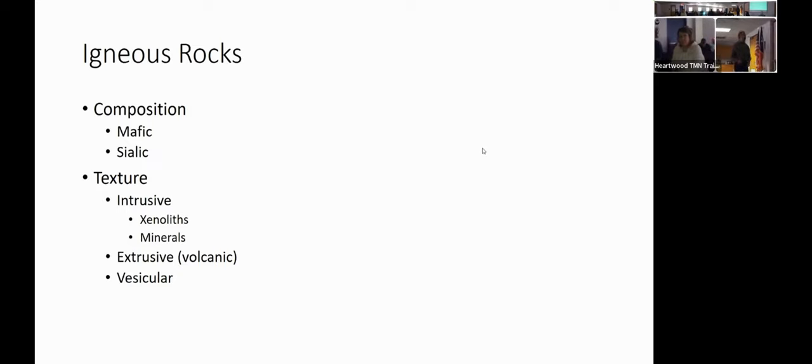Okay, so texture. There are intrusive rocks. I put out some of the rocks that I said was a granite, and that's got grains in it that you can see with your naked eye. There's another one that I sent around that's kind of pinkish. You might see little holes in it, but there were no crystals. And so that was an extrusive rock, and the one with the grains in it is intrusive.